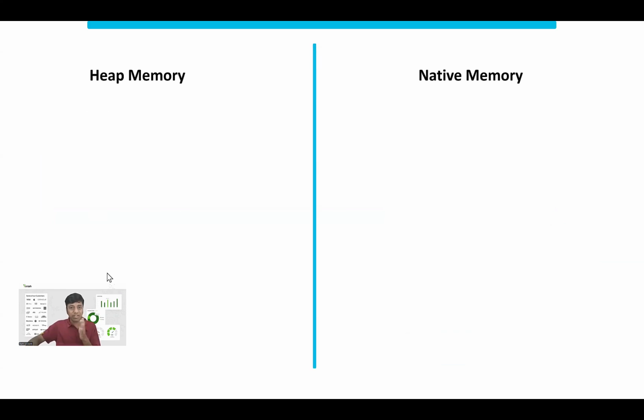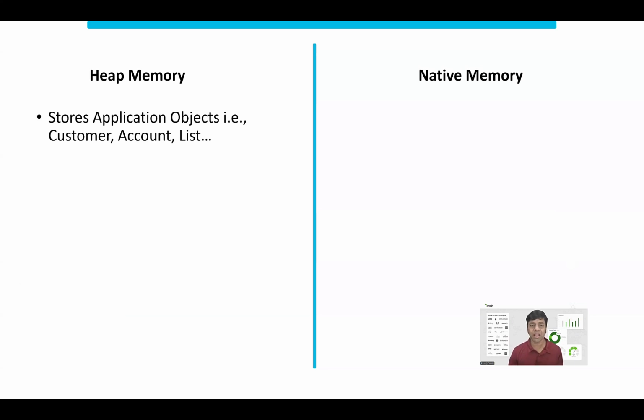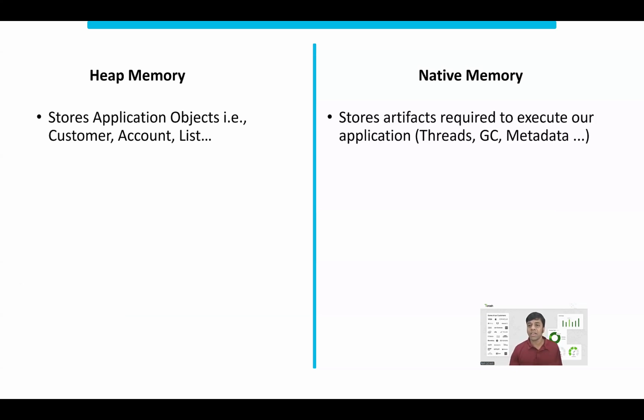Okay. So friends, now let's do a quick recap of what is there in heap memory and what is native memory, right? So let me move here. What is stored in heap memory? Our application objects, that is the customer, account, list, hash map, vectors, those kind of objects are stored in the heap memory. What's stored in the native memory? It stores the artifacts that are required to execute our application. That is the threads, the garbage collector information, the metadata information about our class definitions. So those get stored here, right?